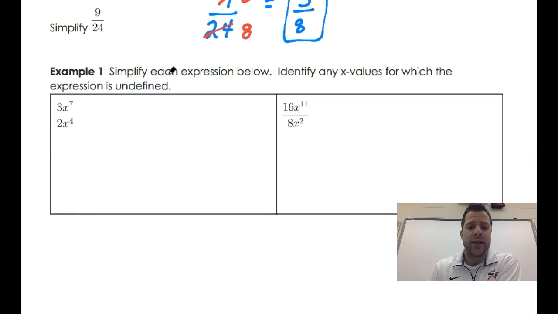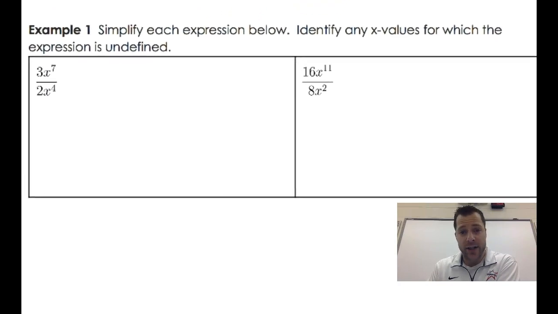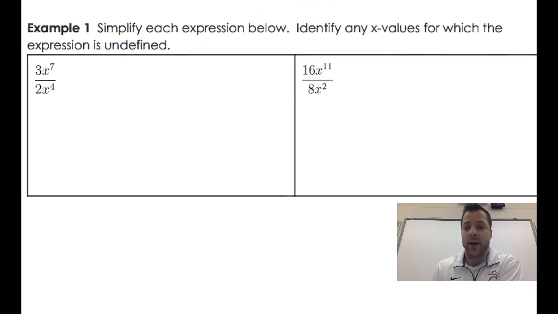So example 1, simplify each of the expressions below and identify x values for which the expression is undefined. Well, you're undefined in a fraction if your denominator is 0. So for that first one, can 2x to the fourth be 0? And the answer is yes. x cannot be 0, because if you plug in 2 times 0 to the fourth, you get 0 in the denominator. Can't have that. So let's look at how we simplify this.